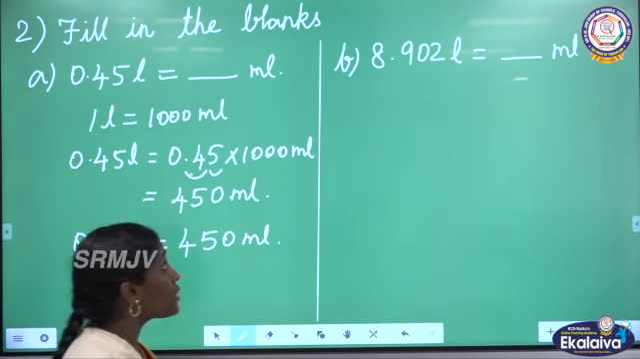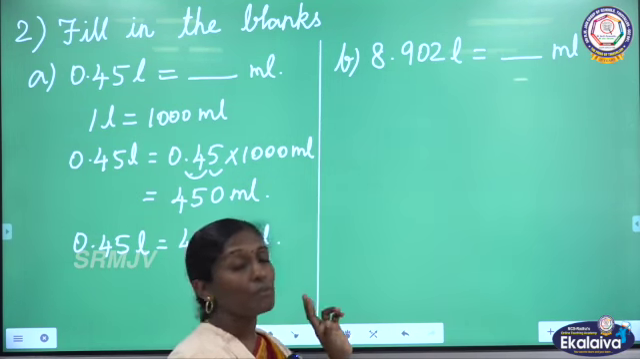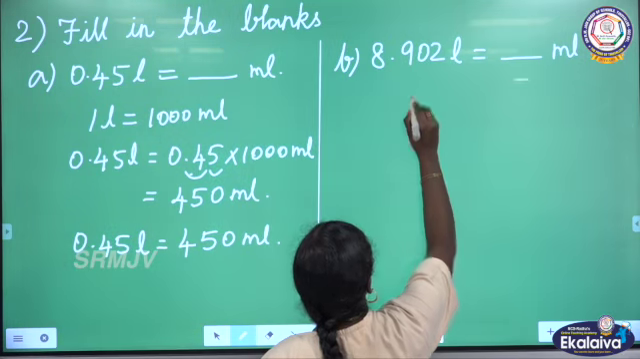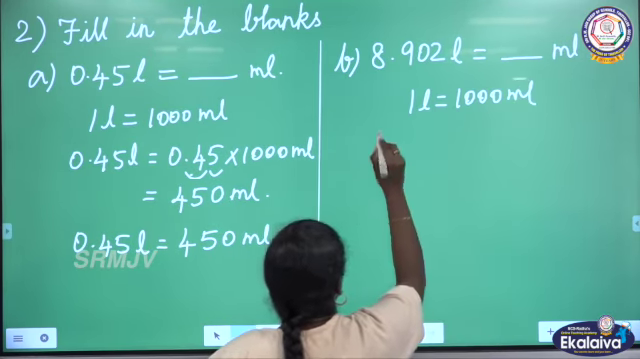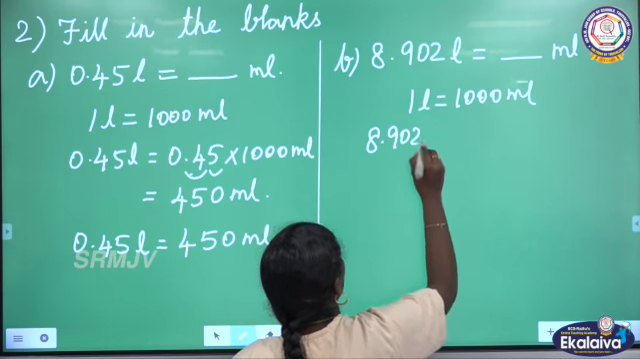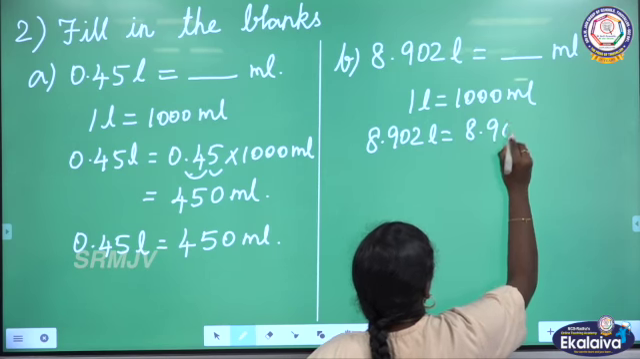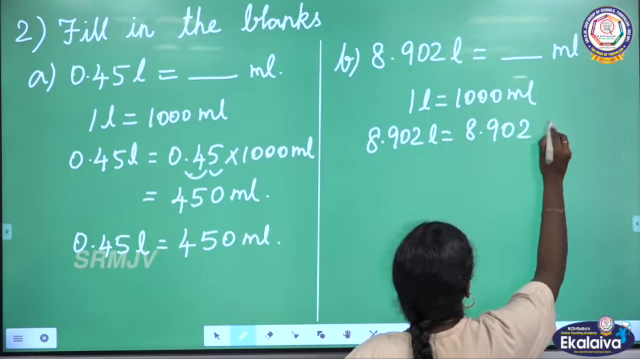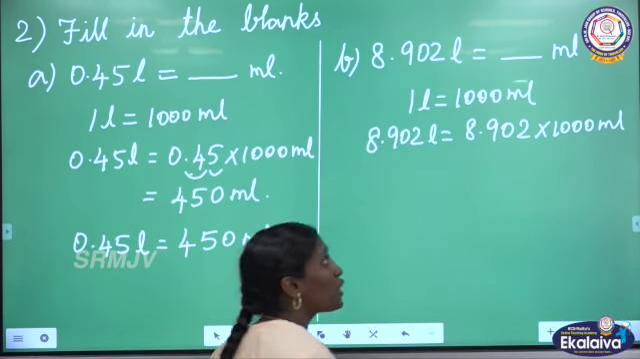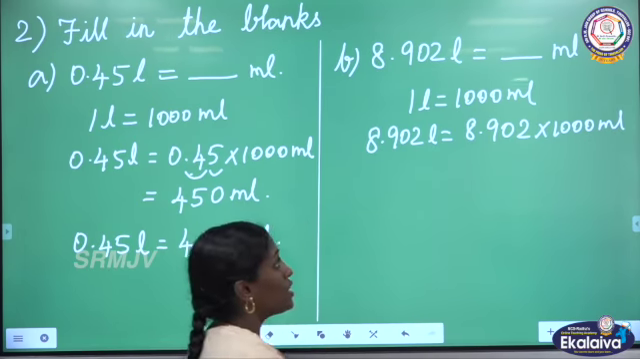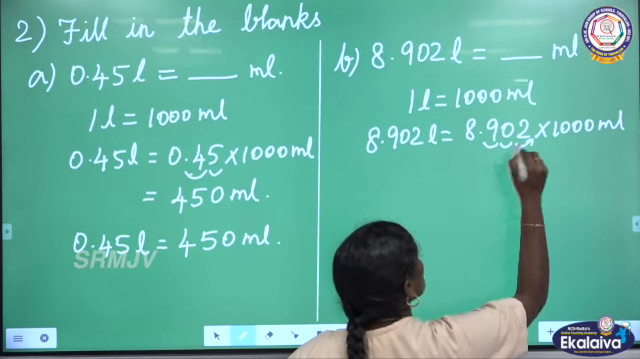The next one, 8.902 liter is equal to milliliter. We are going to convert it into milliliter. Again liter to milliliter. So 1 liter is equal to 1000 milliliter. Here we are having 8.902 liter. To convert it into milliliter, we have to multiply it by 1000. So 8.902 into 1000 milliliter. According to the number of zeros, we have to move the decimal point. So here 3 zeros are there. So we have to move the decimal point 3 places to the right.